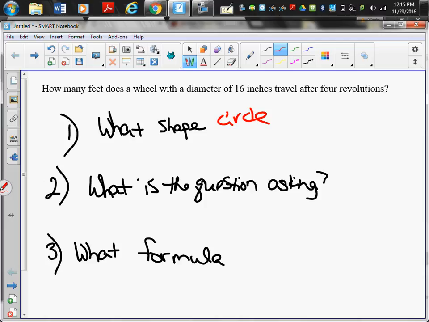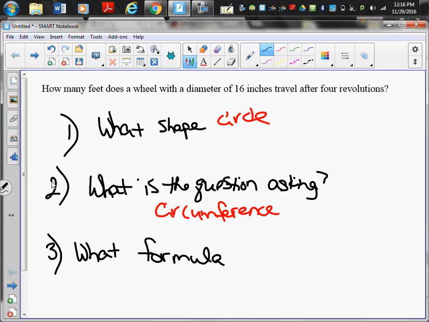So we know we're dealing with the circle. Alright, so what is the question asking? This is your vocabulary word. What mathematical term do you have to use to solve this problem? Mr. Gibson. Have to find the circumference. So I know I'm looking for circumference.